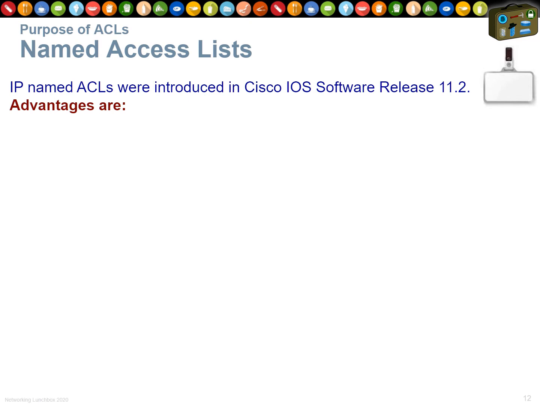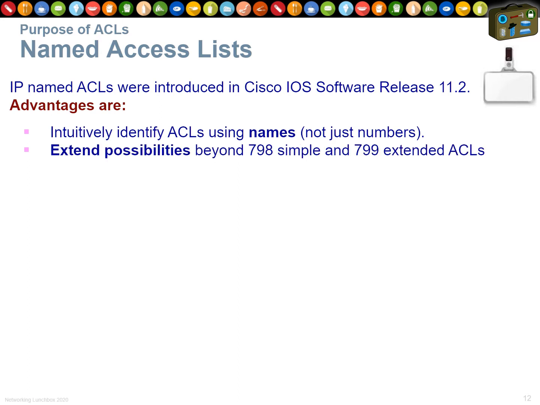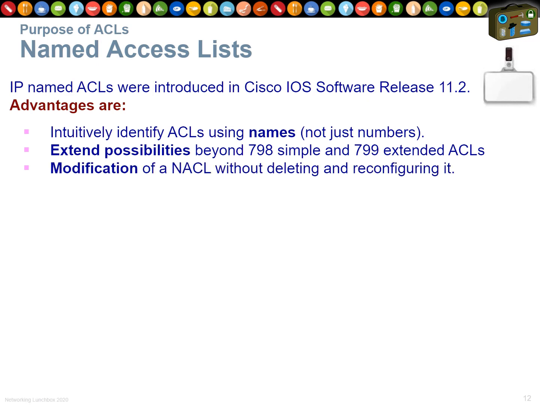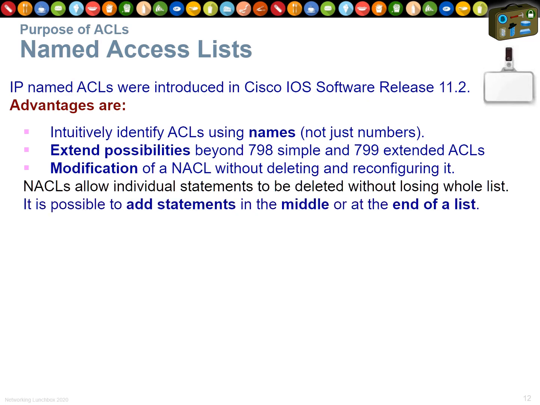Named access lists are the natural evolution. No longer are we limited by the numbering convention. Now we can create access lists based on a name. We use a friendly name, something that makes sense to us. It's now extended beyond that 800 limit that we were limited to with purely numbers. We can edit and modify named access lists without completely wiping them. Very, very useful. Named access lists have individual statements, so you can delete and add lines one by one if you wish. You can add those statements in the middle or at the end, because by default they're added at the end, but now you can add them in the middle if you wish.